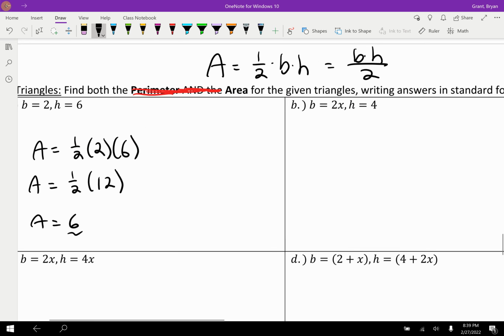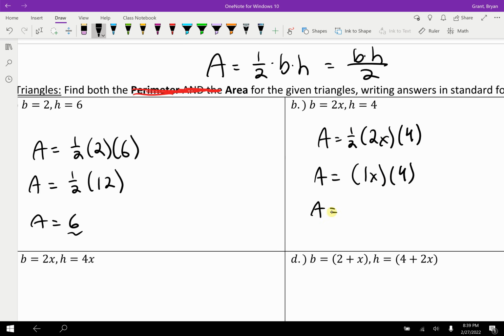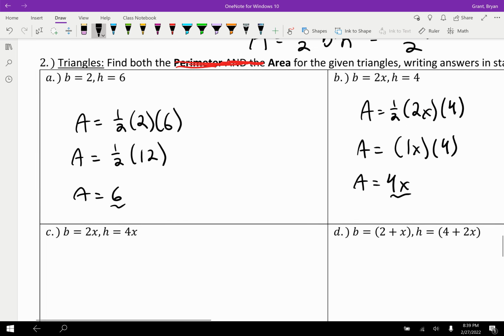Let's try another. Area equals 1/2 times the base times the height. Okay, and so again, 2 options. I'll go the other way. 1/2 of 2x is 1x this time, and 1x times 4 is 4x's. This one's in terms of x.